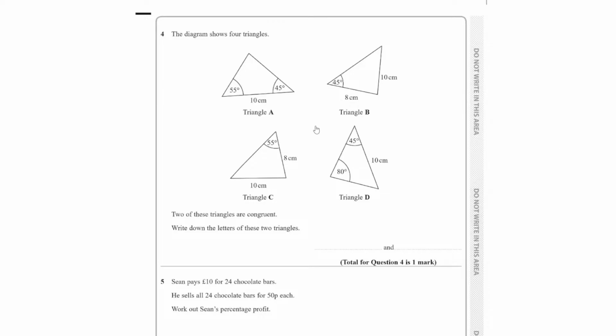Okay, question 4. The diagram shows 4 triangles. 2 of these triangles are congruent. Write down the letters of these triangles. Congruent is when they're literally identical. So not similar. Similar is when they are the same shape, but maybe one's a bigger scale. Congruent is they're the same shape and the same size, the lengths are the same, the angles are the same, everything is the same.